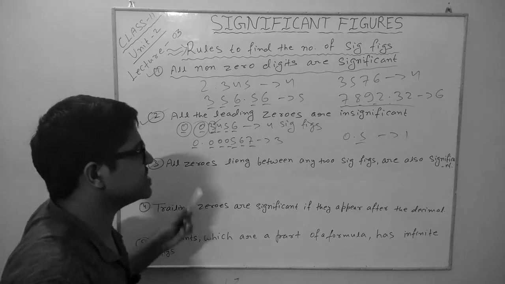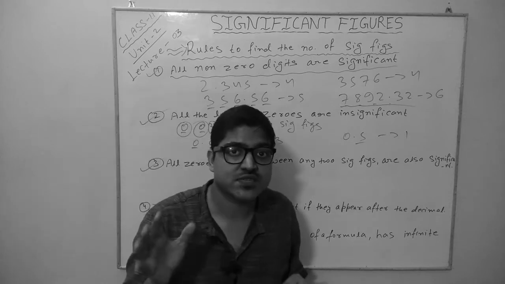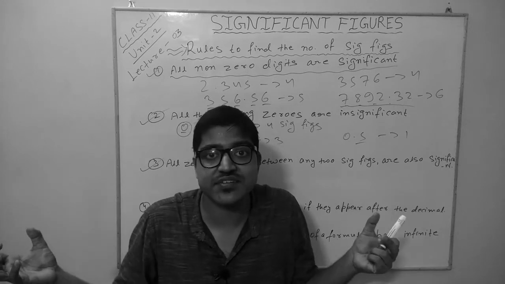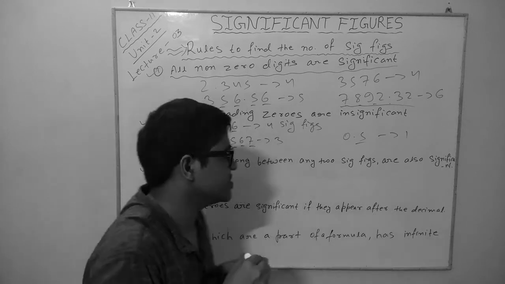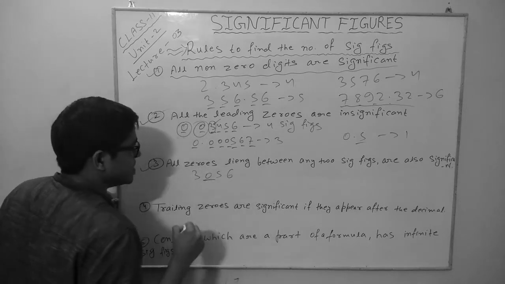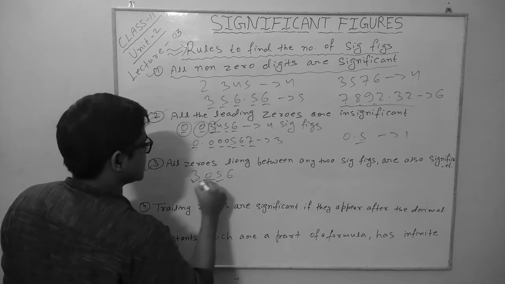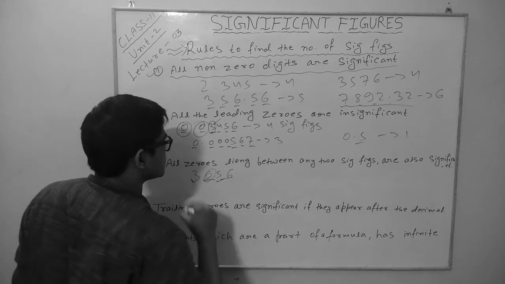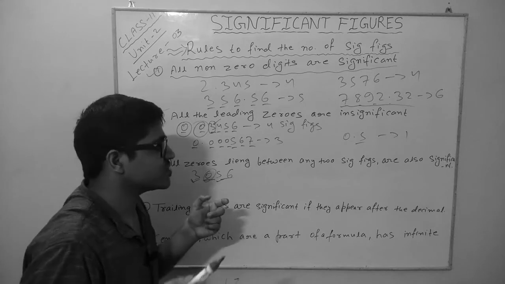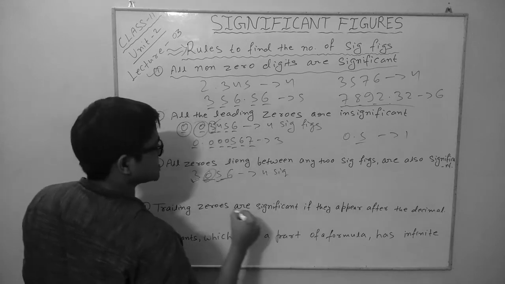All zeros lying between any two significant figures are also significant. That means trapped zeros are always significant. Trapped zeros, that means all those zeros which are lying between any two significant figures are also significant. For example, 3056. This 0 is lying between significant figures. You can say this 0 is lying between 3 and 5 or 3 and 6. So this 0 is also significant. All zeros lying between any two significant figures are also significant. So this number, 3056, has 4 sig figs.